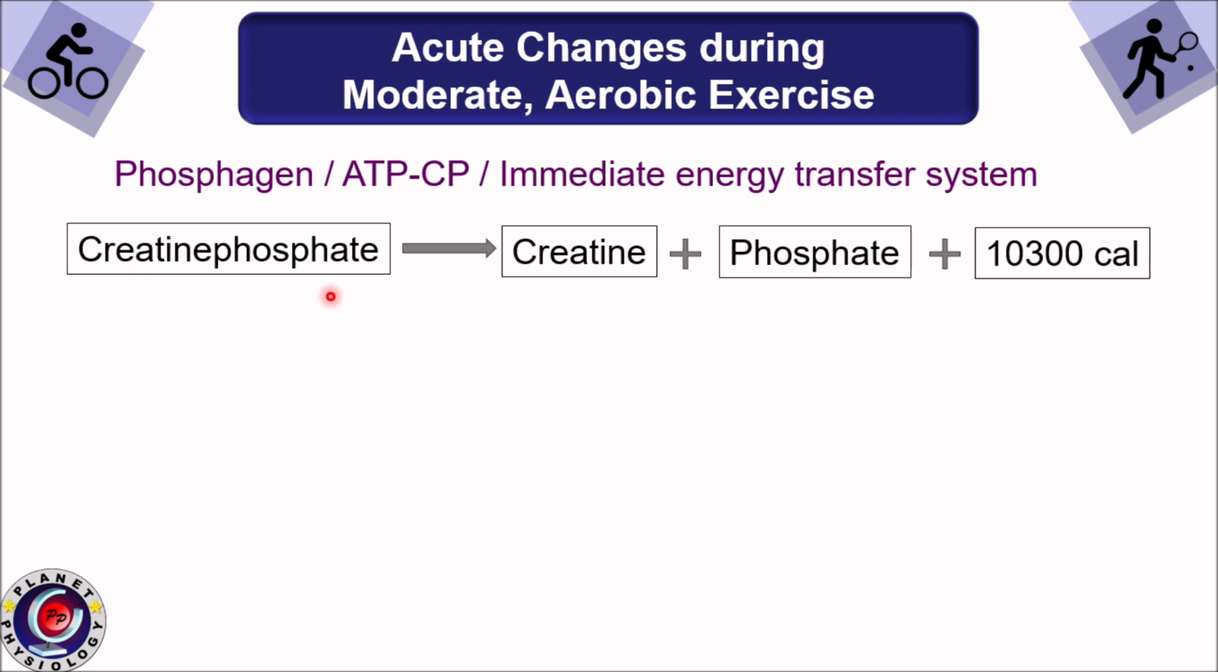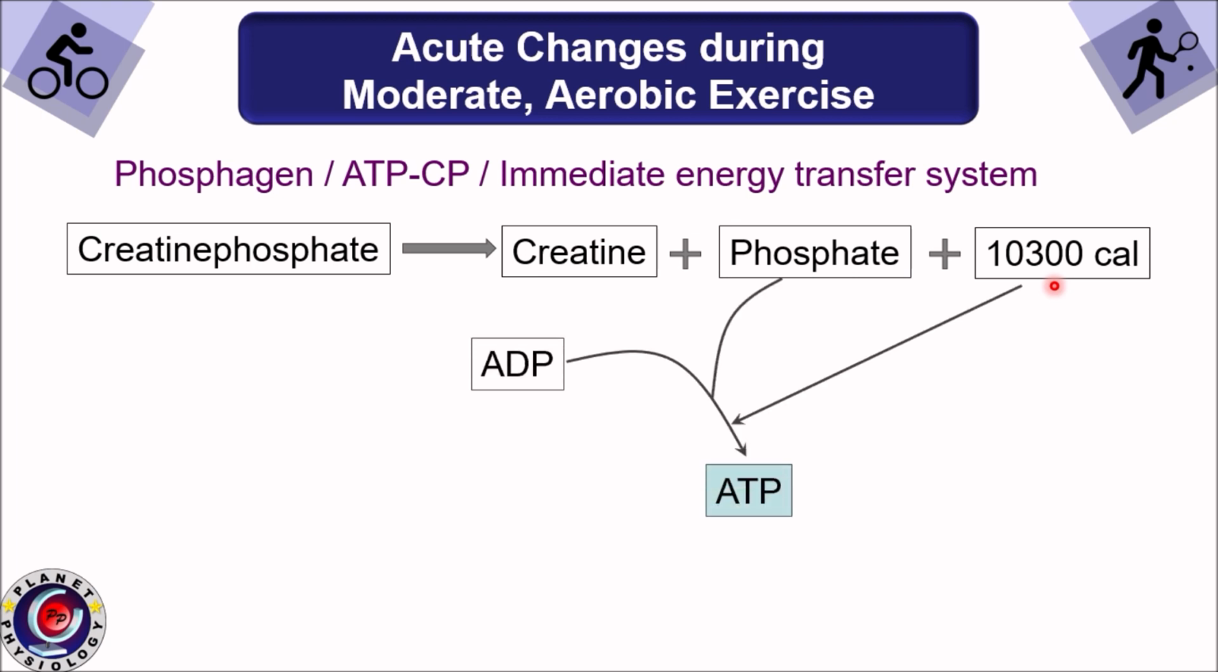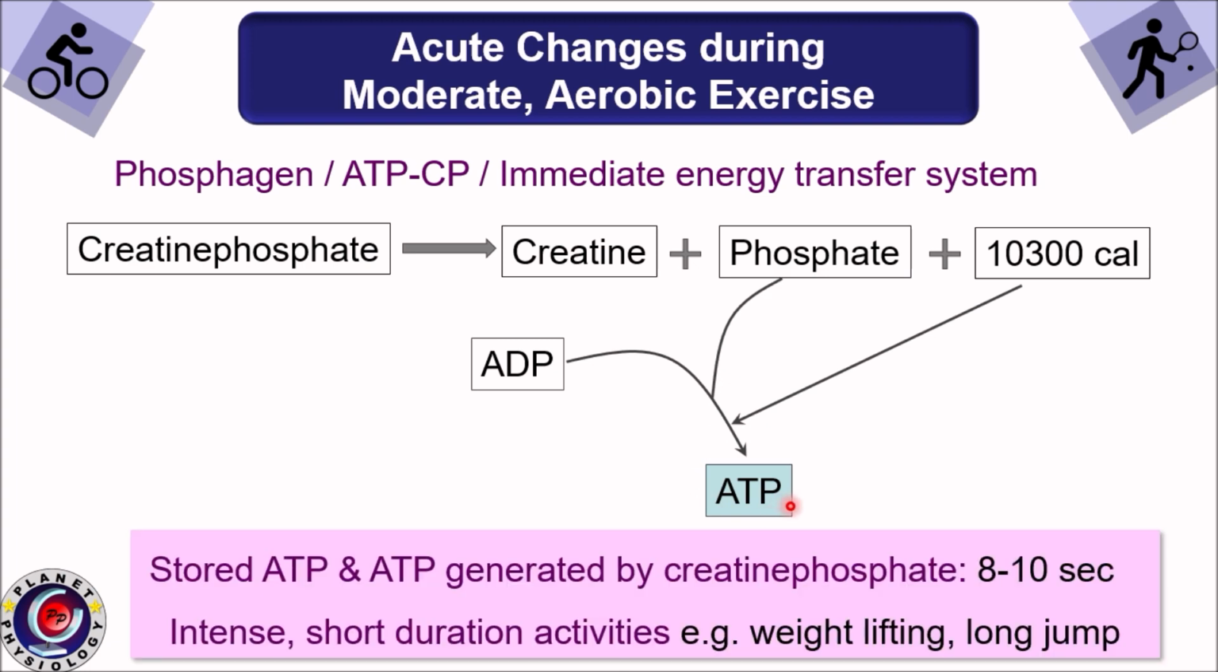So as soon as muscle contraction begins, creatine phosphate within the muscle is broken down to creatine and phosphate, and this process releases 10,300 calories. Out of these, 7,300 calories are utilized to produce ATP from ADP. Stored ATP plus ATP generated by breaking down creatine phosphate can provide energy just for 8 to 10 seconds of muscle contraction. Say for example, intense short duration activities like weightlifting, long jump, high jump, etc.